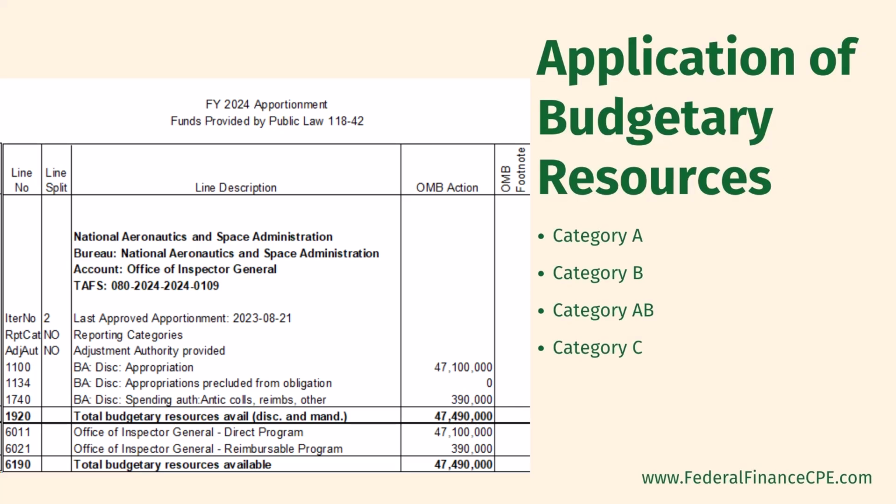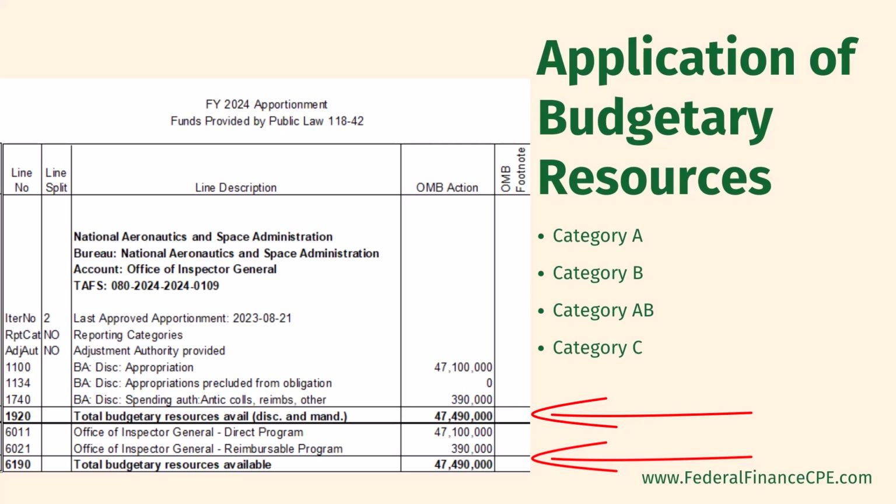Before we move to the additional tabs, two important columns show up throughout the SF-132. The OMB Action column contains the actual dollar amounts that OMB has approved for each line of the apportionment. And here's a critical control point. The total budgetary resources available must equal the total application of budgetary resources.